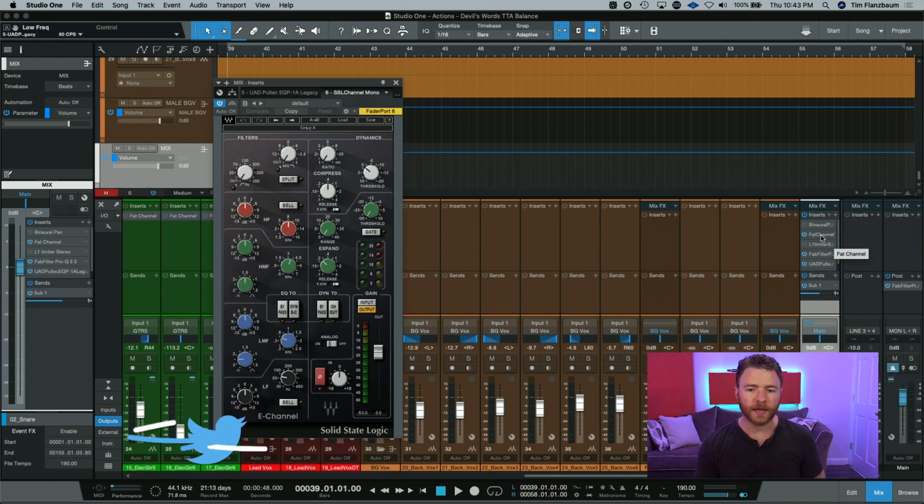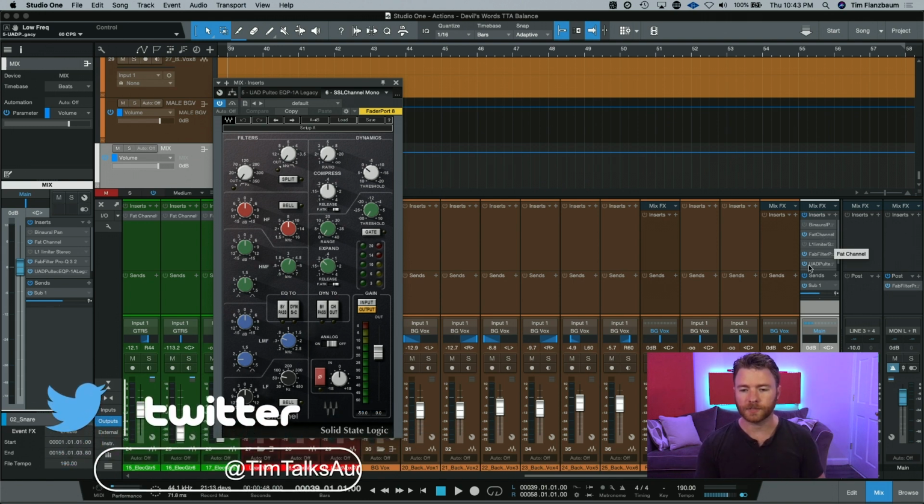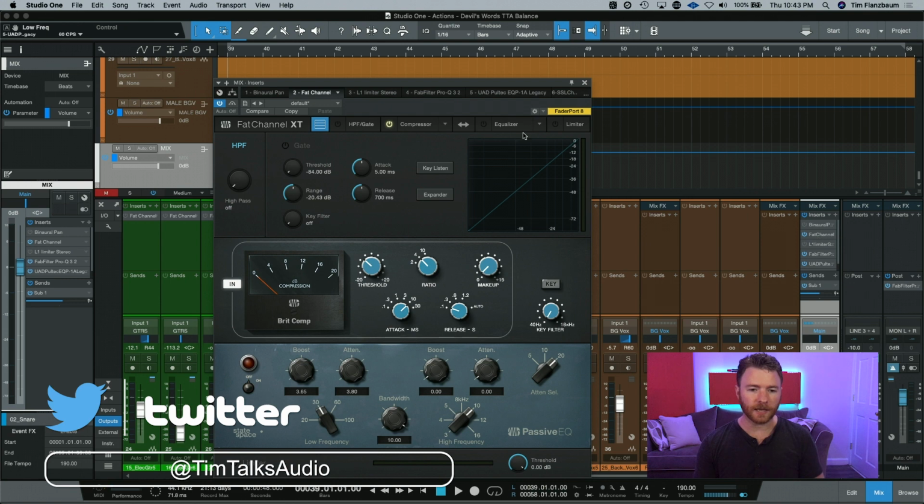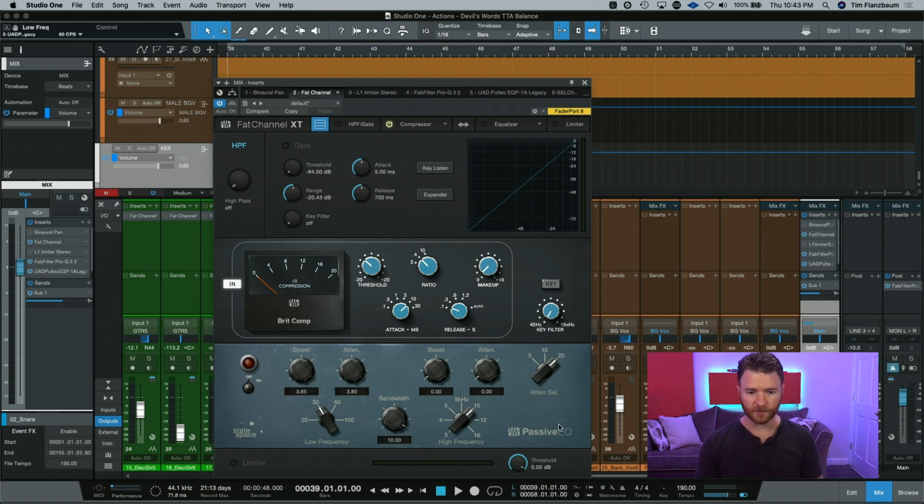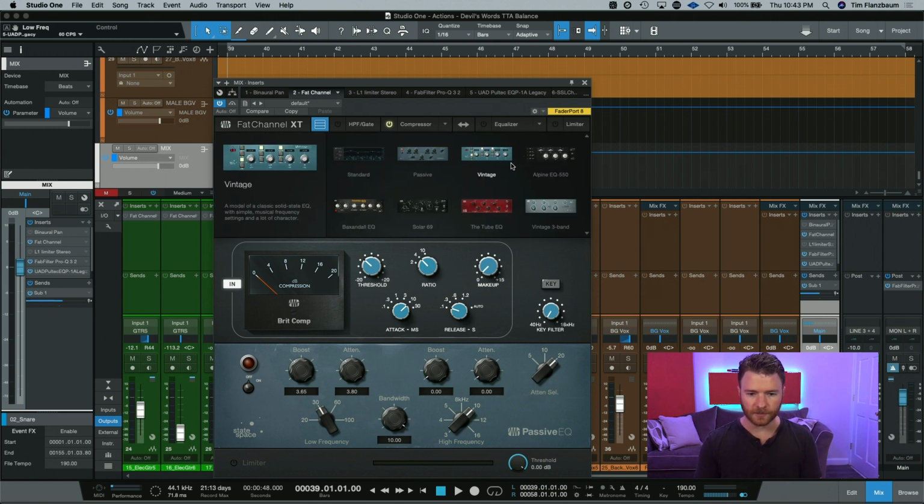Inside Studio One, we have a lot of different choices when it comes to EQ. If we're talking inside the fat channel itself and the equalizer setting of it, everybody has the passive EQ. And doesn't this look familiar? We talked about it not too long ago. This is based on the Pultec style EQ. And we have other passive EQs in here as well.